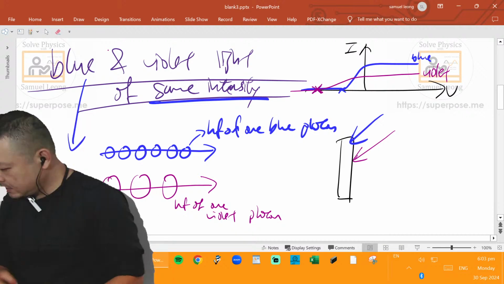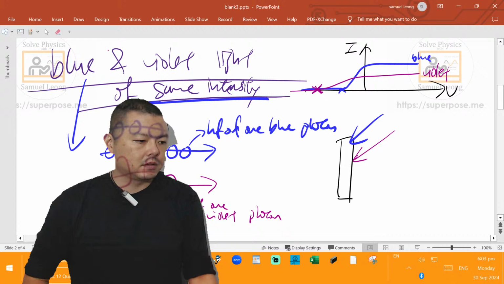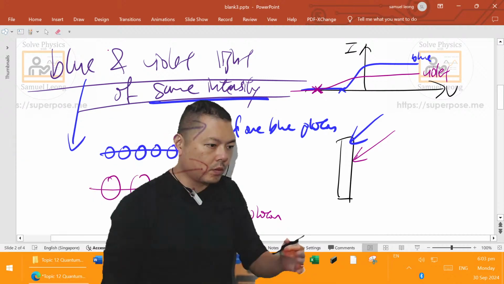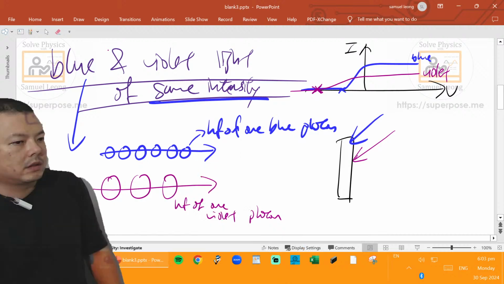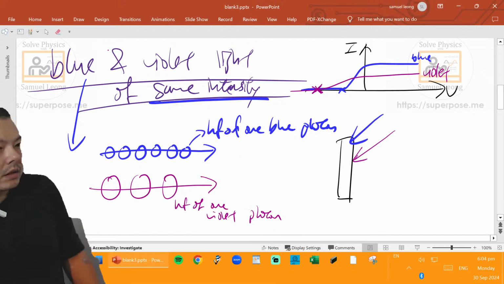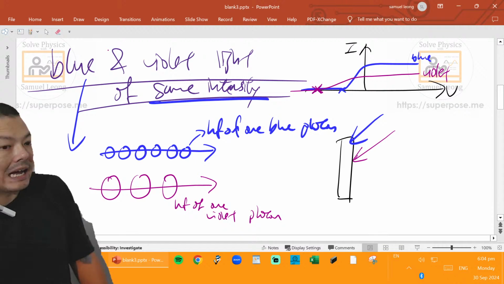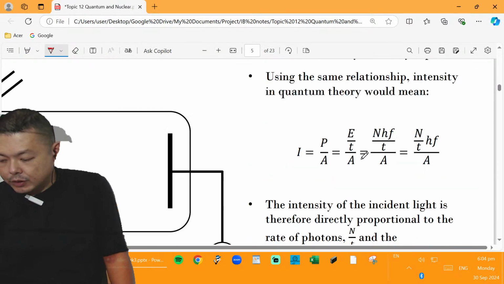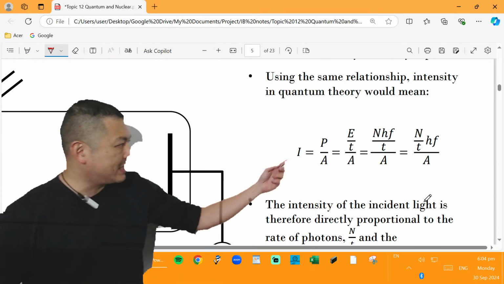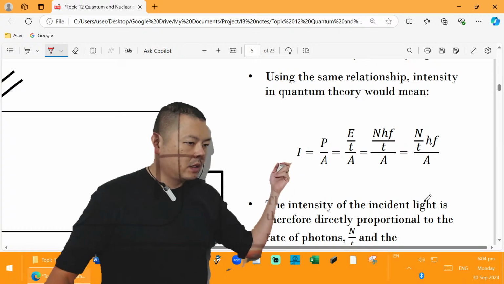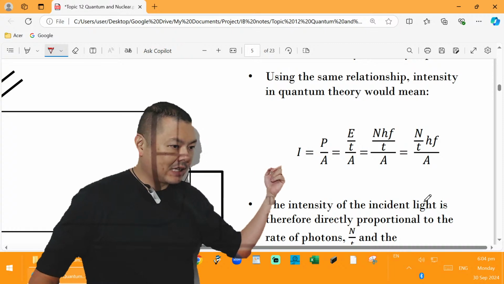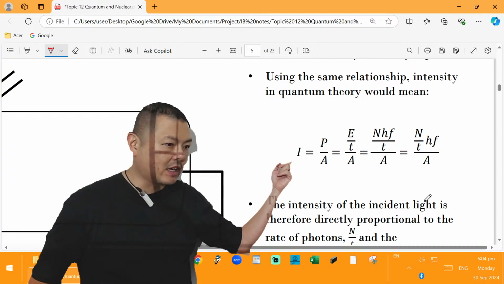Are we clear on this? Do you understand why now? Are you more clear on why? N is number of what? Photons, yeah. So we started off with this equation. Let me just describe it to you first. What does I stand for? Intensity. Don't confuse this with the I inside here, which is current. It's not current, it's intensity.